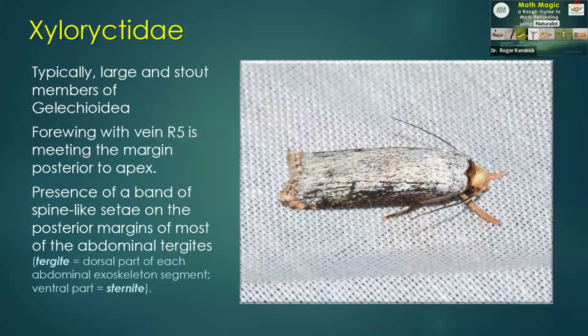Next group, the Xyloryctidae. These are bigger Gelechioid micros, much stouter. I've given you one of the main characters there.